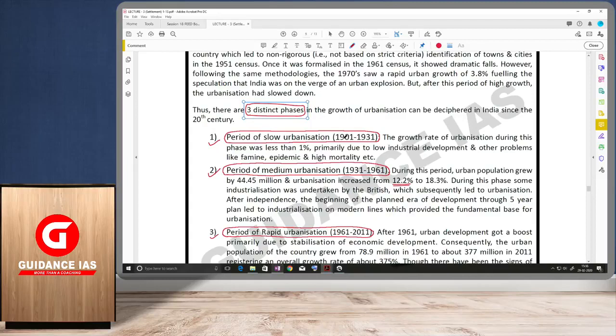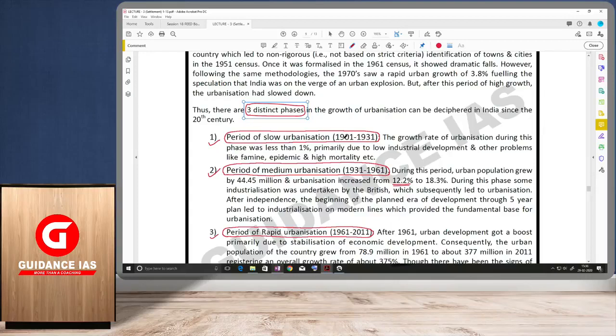One, natural growth of urban population. Two, rural urban transformation. And three, rural urban migration. 3 components are there. ठीक है, so why this time the population of urban areas was slow growing? Because all the 3 components were very weak.